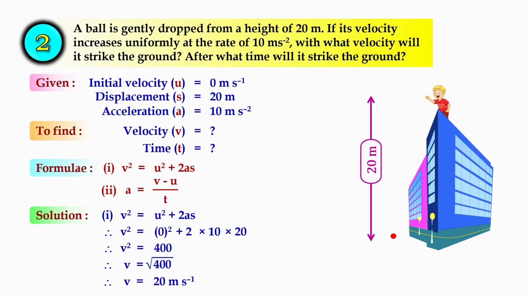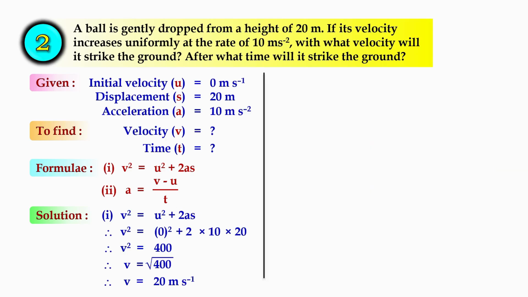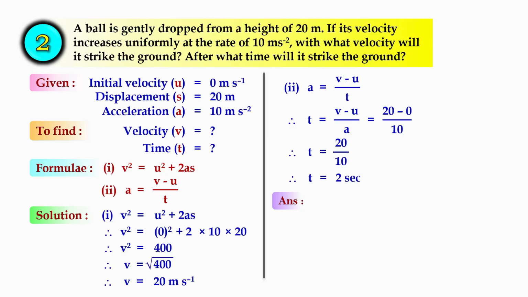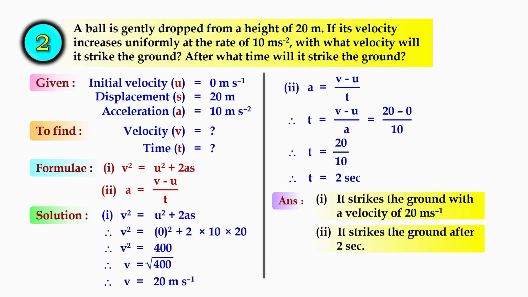Now let us calculate the time taken. We use the formula: acceleration equals final velocity minus initial velocity divided by time. Rearranging the formula, time equals final velocity minus initial velocity divided by acceleration. Substituting the values, we get time equals 20 minus 0 divided by 10, which gives 2 seconds. Therefore, the ball strikes the ground with a velocity of 20 meters per second and it takes 2 seconds to reach the ground.